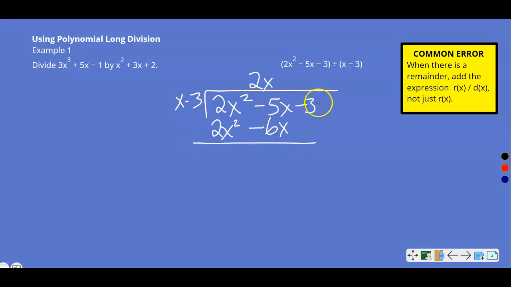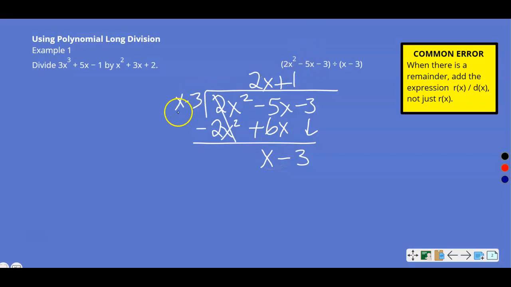Since we're dividing this out of this expression, each time we have to subtract. So I'm going to subtract 2x squared is a negative 2x. If I subtract a negative 6x, that becomes positive. So this cancels. Negative 5 plus 6 is x. And then bring down my negative 3. X goes into x one time. You do need a placeholder for that.